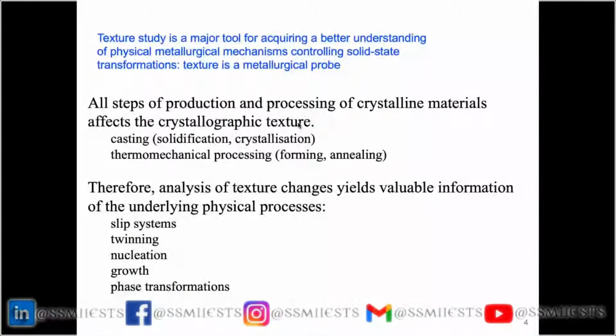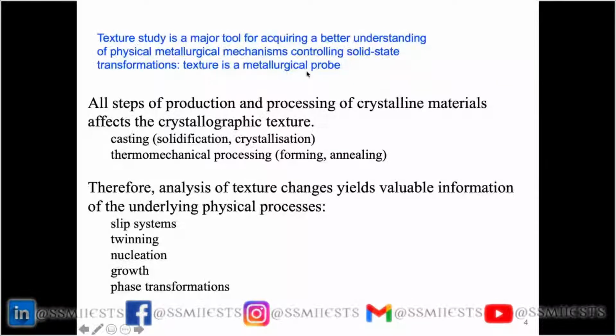Now, another good reason why we can take a close look at the texture of a material is the fact that texture can serve as a tool for acquiring a better understanding of the metal science, or of the mechanisms controlling the so-called solid state transformations. Sometimes I call texture a metallurgical probe. What do I mean by this?